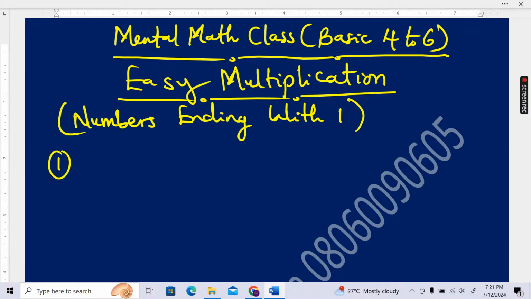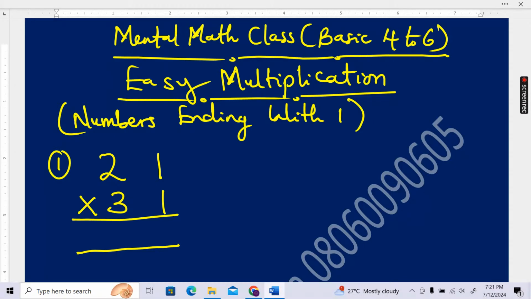Now, let's start with the first example by multiplying 21 by 31. I know my students that are in the regular class know this very well. How do we multiply this without using our pen and our book, without using a calculator? You go out somewhere and you need to multiply numbers that end with 1, like 21 times 31, and in less than 5 seconds, you're able to tell us the answer. Okay, so now this is how to do it.